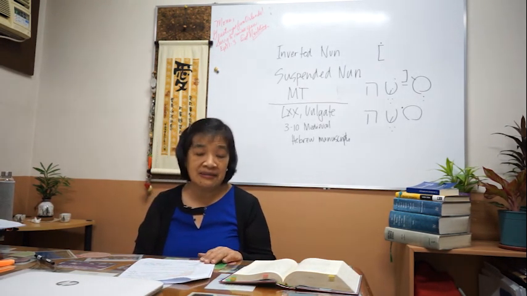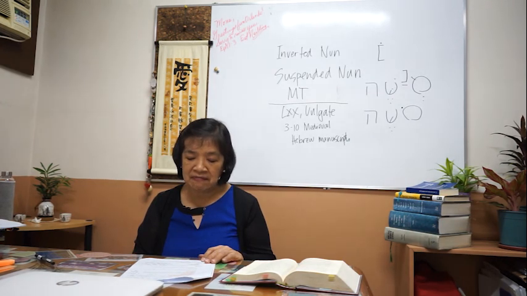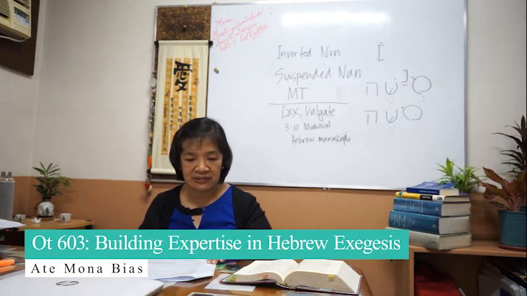For your exercise, as you read Psalm 8, locate the following sections or symbols. Your textual apparatus, which part? Your Masorah Magna, your Masorah Parva, your Sof Pasuq, Petuchah, and Setumah. This is your exercise for this lesson.